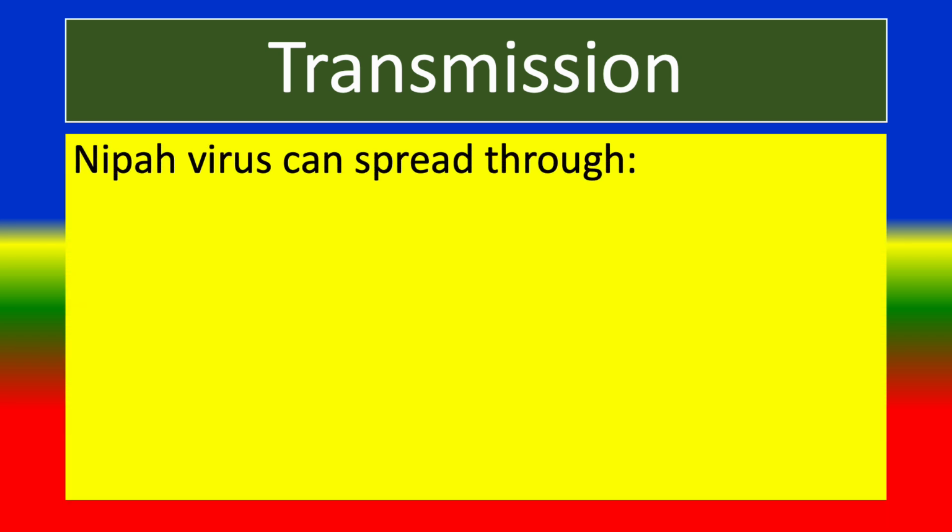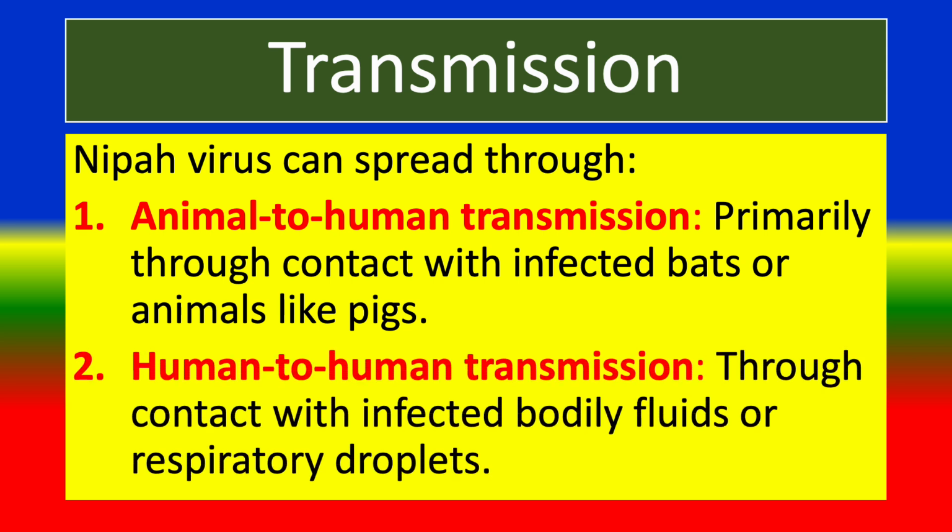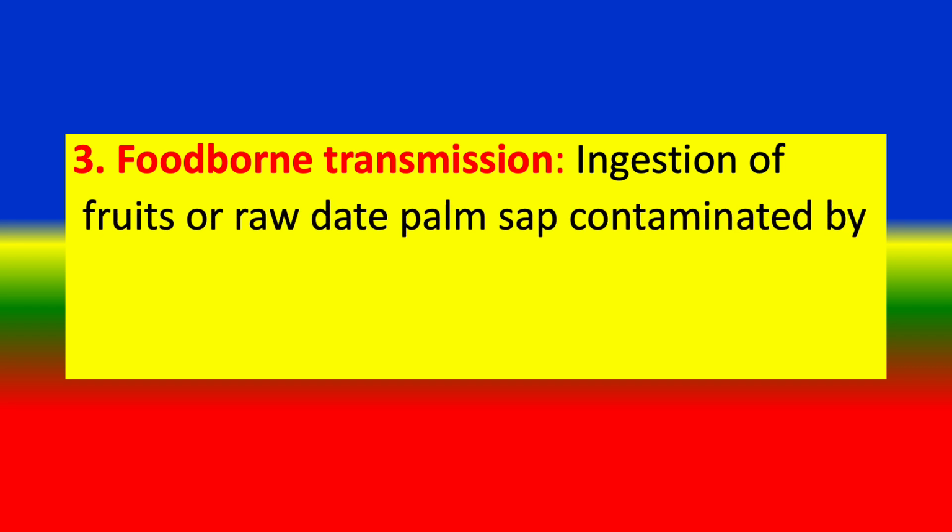Transmission. Nipah virus can spread through: 1. Animal to human transmission, primarily through contact with infected bats or animals like pigs. 2. Human to human transmission through contact with infected bodily fluids or respiratory droplets. 3. Foodborne transmission, ingestion of fruits or raw date palm sap contaminated by bat secretions.